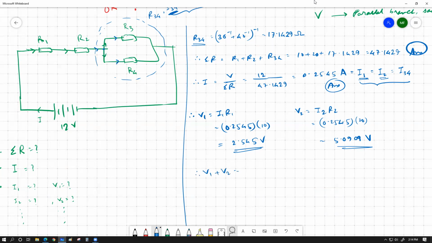So I'm going to write this equation over here and see if it makes sense. V1 plus V2 plus voltage of 34 together should be equal to 12 volt. Do you agree on this equation? I can skip the volt over here.